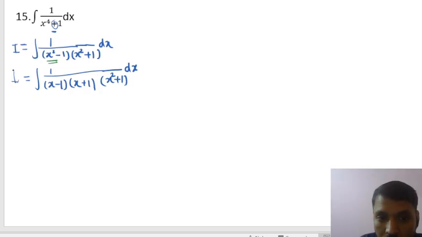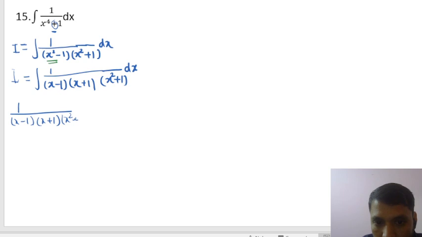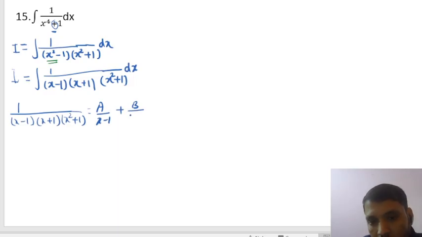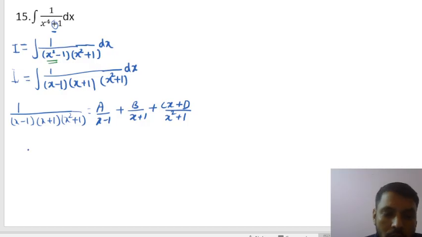Alright, now we are going to apply the partial fraction on this term. This is our I, and here we can apply the partial fraction. So this can be written as a divided by x minus 1, plus b divided by x plus 1, and then this is non-factorizable, so we have to take two terms, that is cx plus d divided by x square plus 1. So now take the LCM.